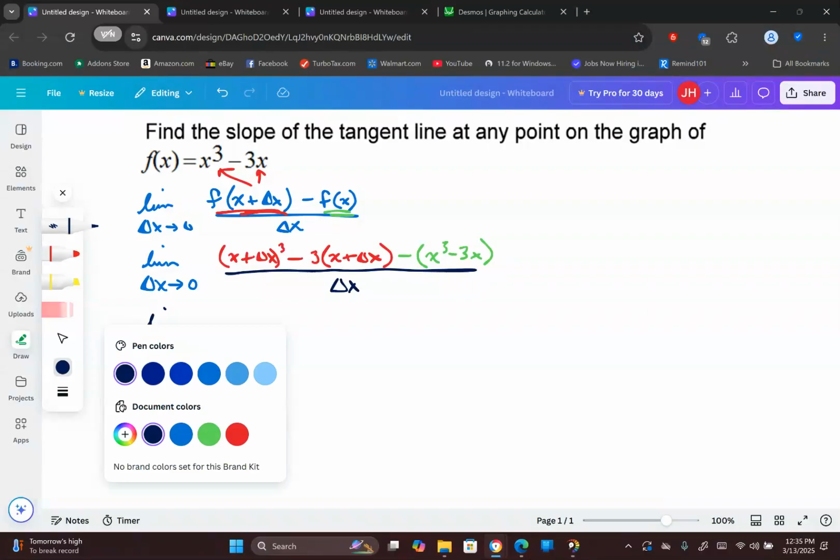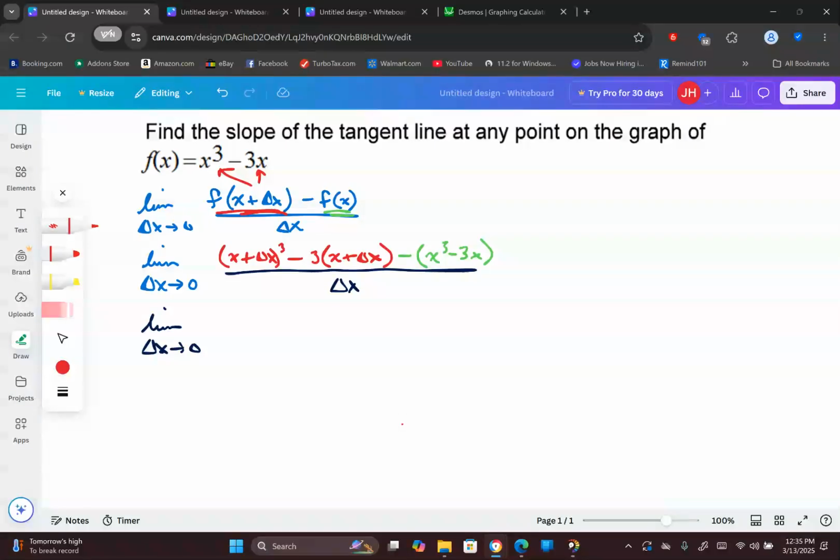If you don't know how to expand something to the third power, here's how easy it can be. Start with the x: write x cubed, x squared, x to the first, and then x to the 0 would just be 1. Now do the same thing backwards with the delta x's: delta x cubed, delta x squared, delta x to the first, and then no delta x on the first term.